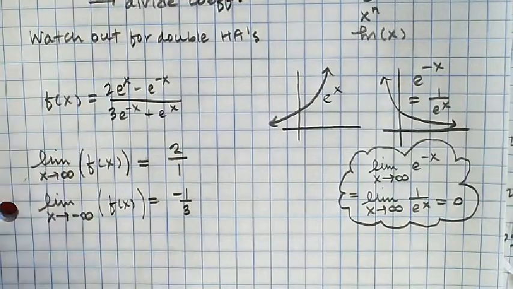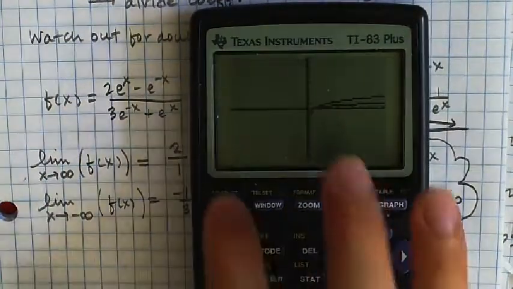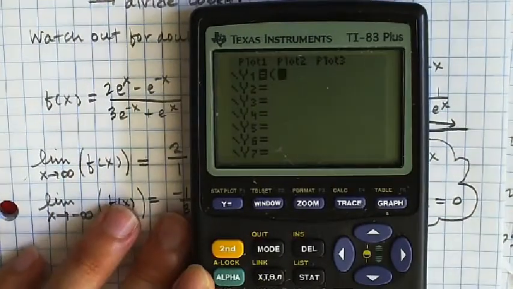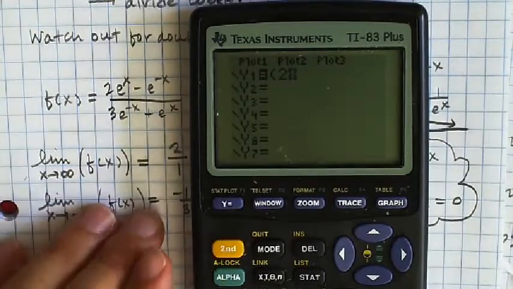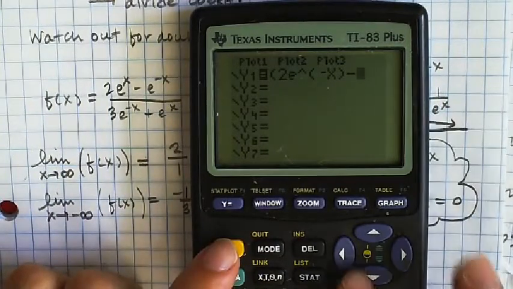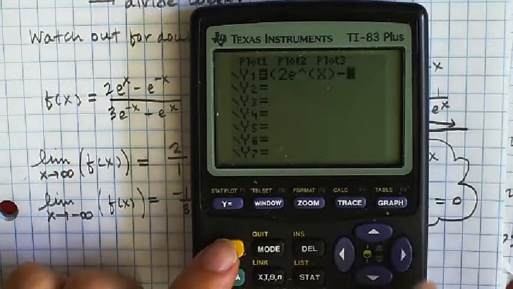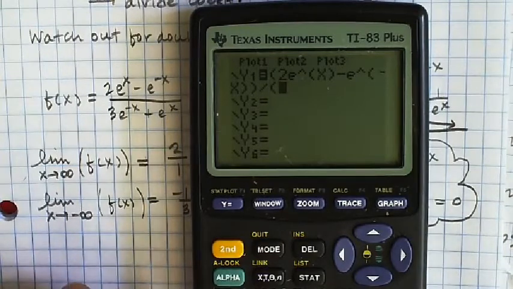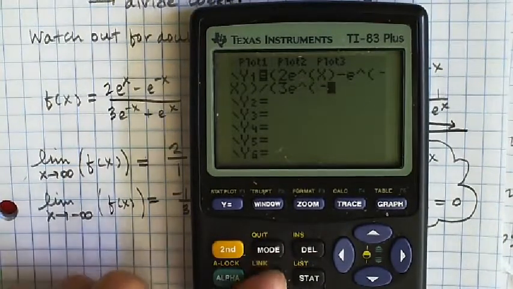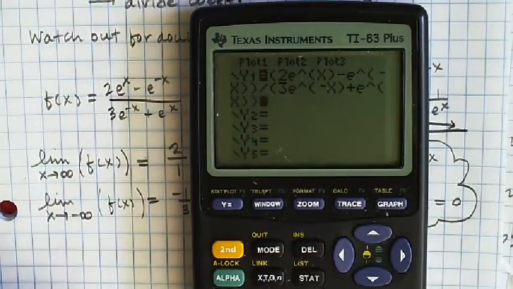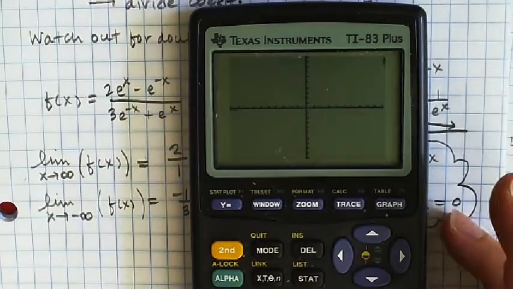And again, I don't know if this is a good idea, but I'm just going to try it. I'm going to graph this thing. So it's an 83, so you've got to be judicious with your parentheses. 2e to the negative x, minus, wait, no, positive x, minus e to the negative x, that's the numerator, divided by 3e to the negative x plus e to the x. And let's just have a look at this, see what it looks like.